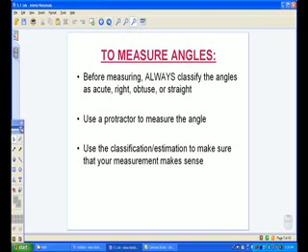So if you look at it and it's an acute angle and you get 179 degrees, something is wrong because 179 degrees would be an obtuse angle.